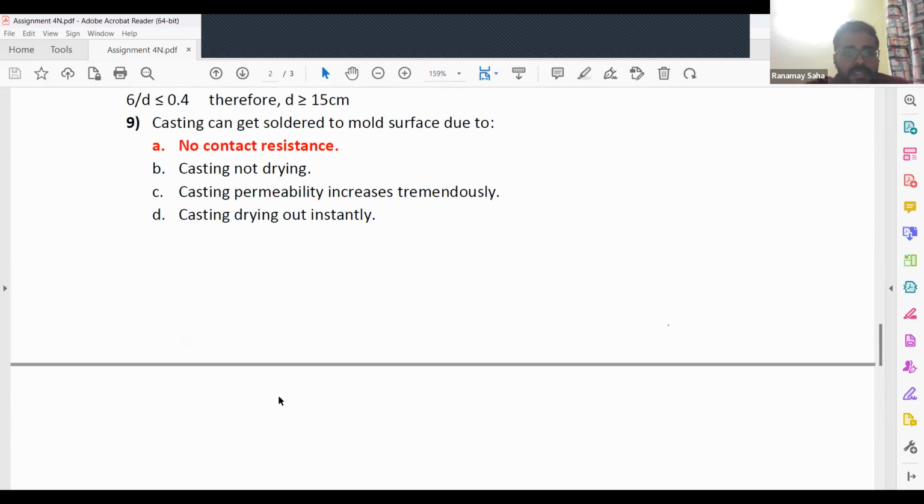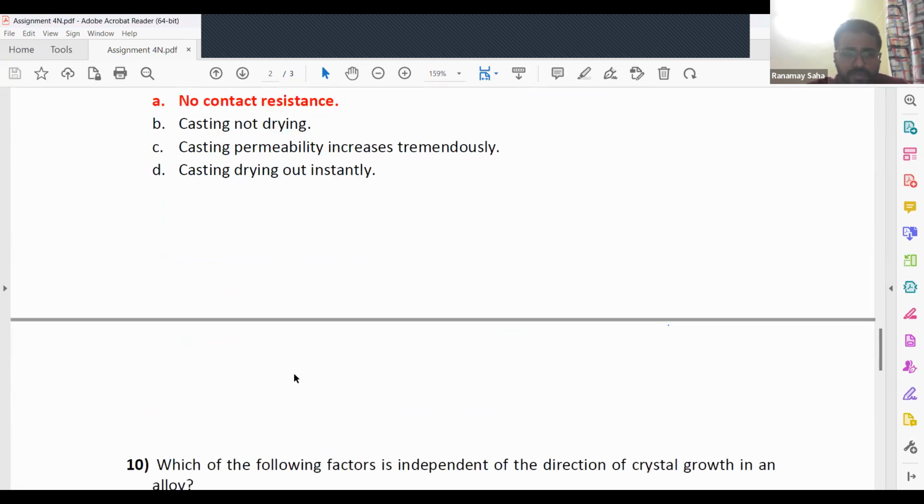Now it says casting can get soldered to the mold surface, if the surface has no contact resistance. So that's a pretty straightforward question. If there is no resistance offered by the mold wall, then there should be perfect contact between the molten metal and the mold. In other words, it gets soldered to the mold surface.